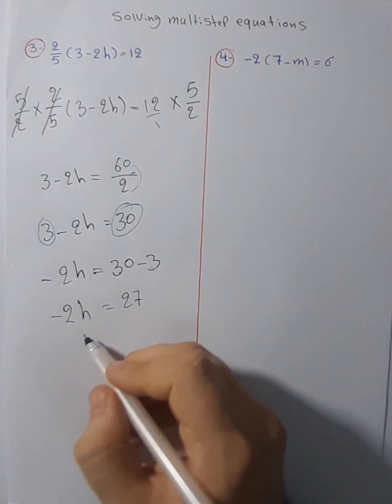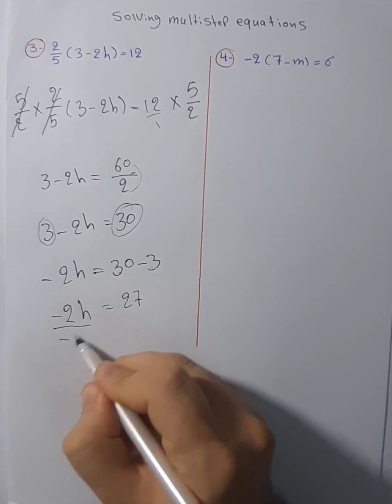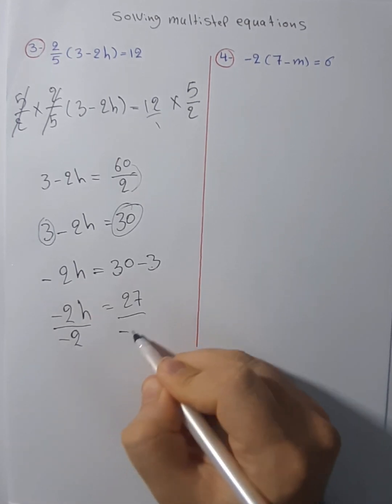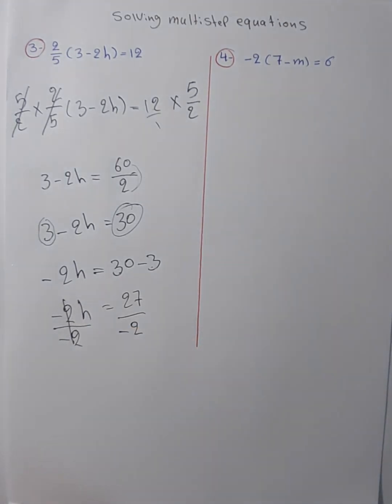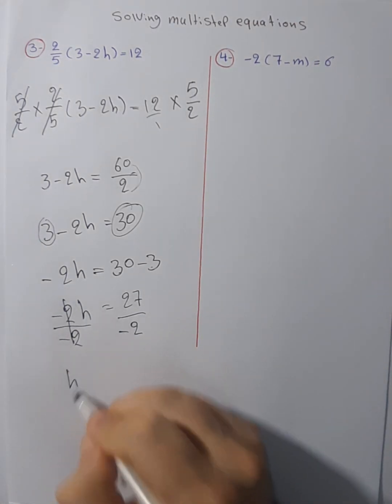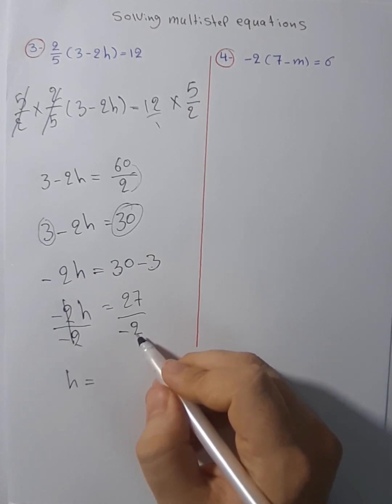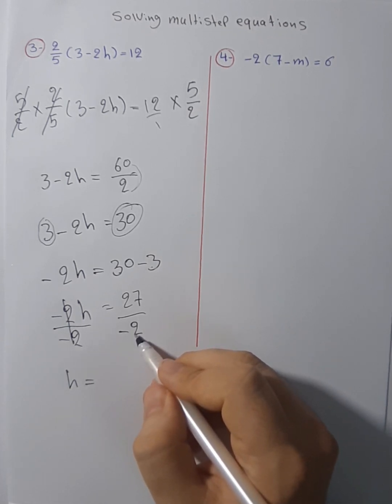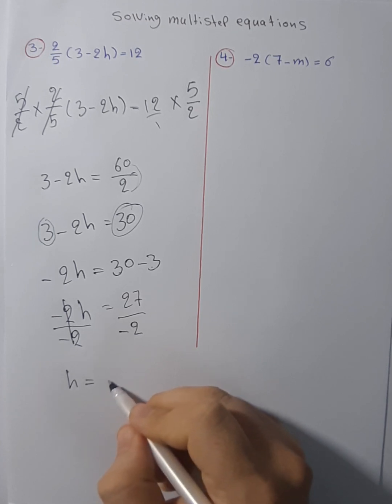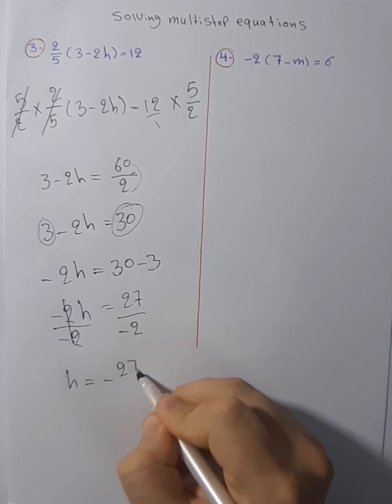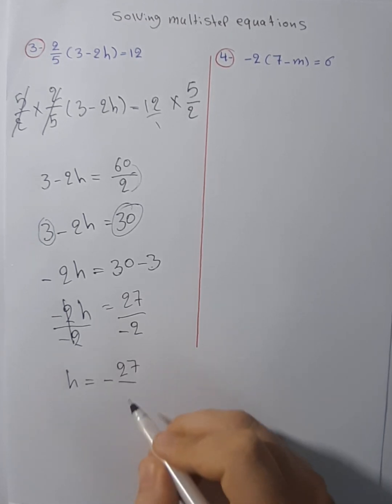After that we can divide both sides by minus 2. These two negative 2's are reduced. h stays equal to 27 out of 2, so h equal to negative 27/2.